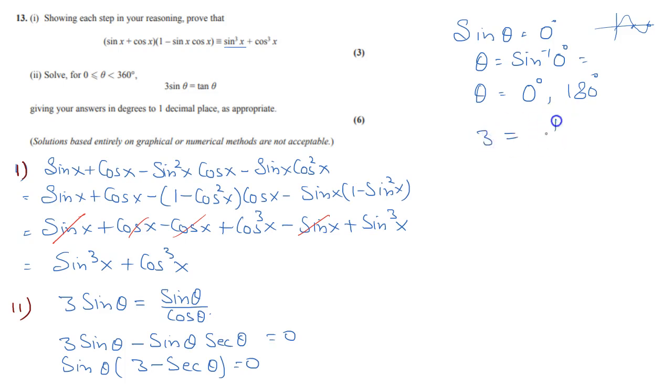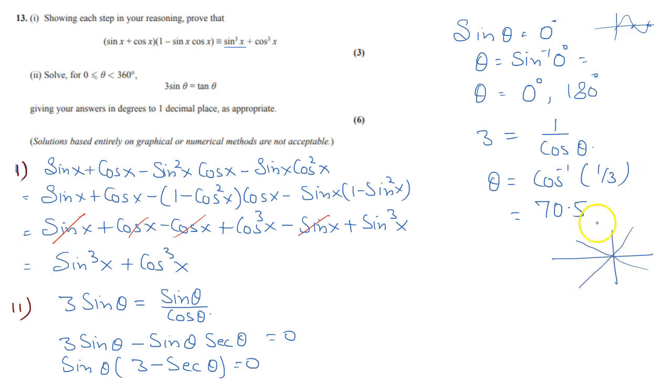And 3 is equal to 1 over cos theta. So theta is equal to cos inverse 1 over 3. So cos inverse 1 over 3 is 70.5, to 1 decimal place. A, S, T, C. This and this. So theta will be 360 minus 70.5. So that is 289.5. So the values of theta up to 1 decimal place are 0, 180, 70.5 and 289.5.